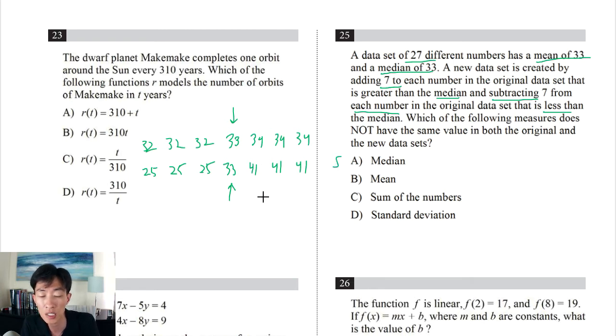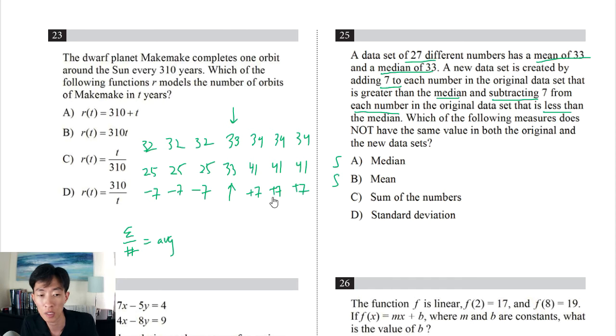B, does the mean change? Well, keep in mind what we did. We did plus 7, plus 7, plus 7. And then we did minus 7, minus 7, minus 7. That means the sum total of all these numbers is still going to be the same because all the 7s are going to cancel each other out. And we're not changing the number of elements. So the sum is going to be the same and the number of elements is going to be the same. And that's how you get your average or your mean. And so that's going to stay the same.